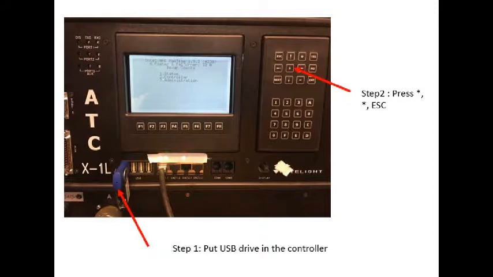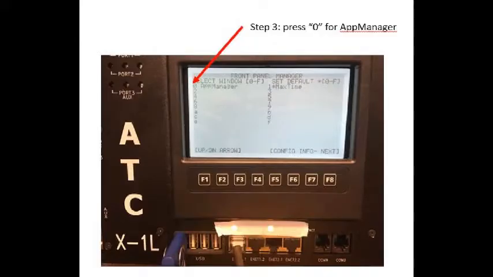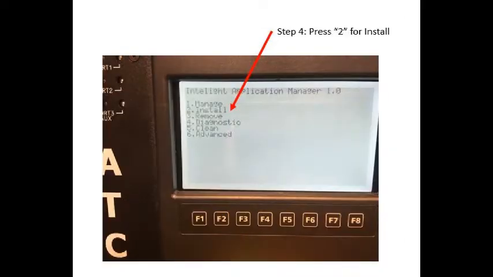Any place in MaxTime, you can press * escape to get to the manager, and that's all you need. The app manager screen looks like this, and all you need to do is press the 0 key to run the install. After pressing 0, you need to press number 2 to install.